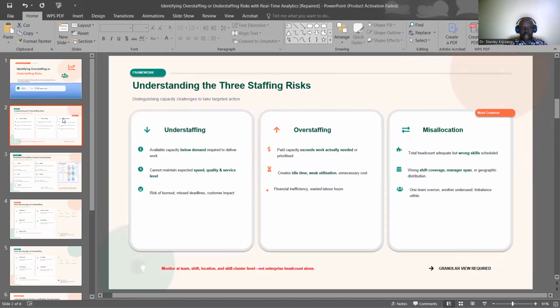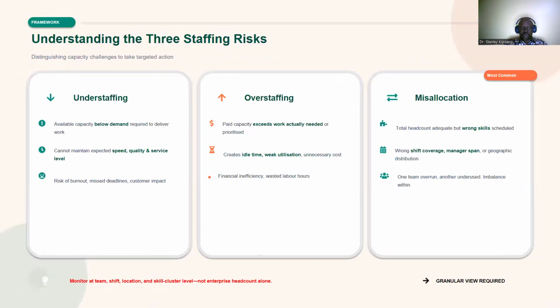The first thing that I'll talk about is understanding these three staffing risks. We have understaffing, overstaffing, and we also have misallocation. So let's start with understaffing.